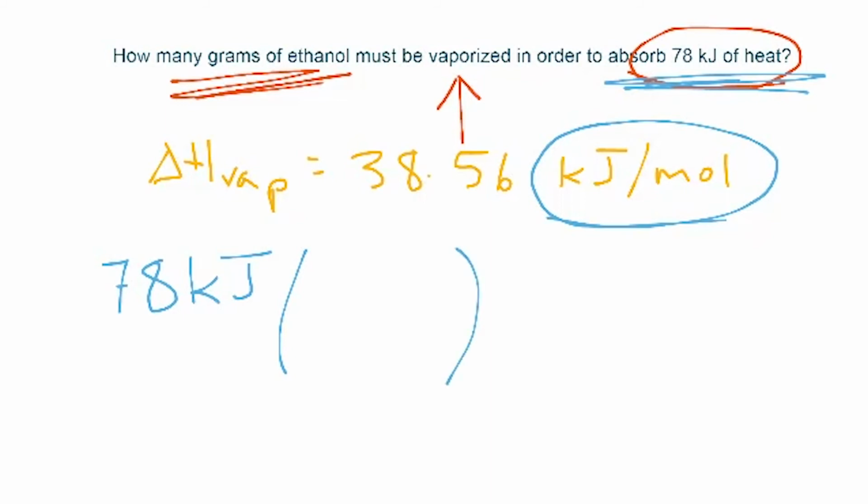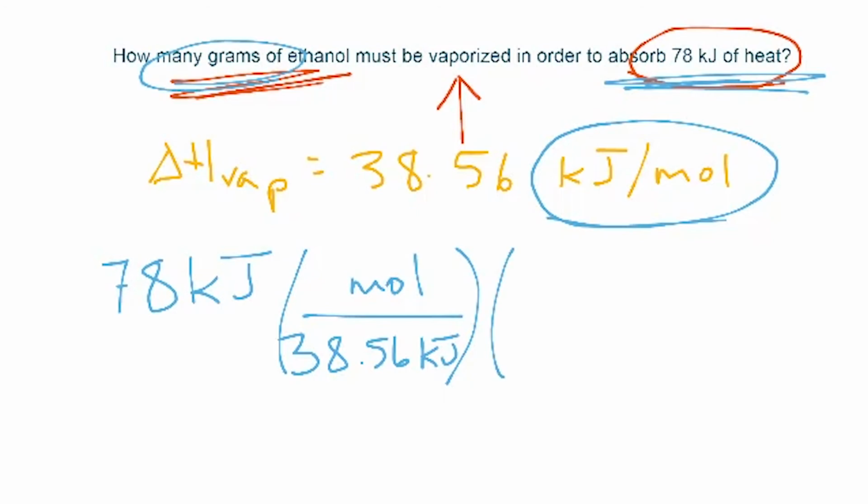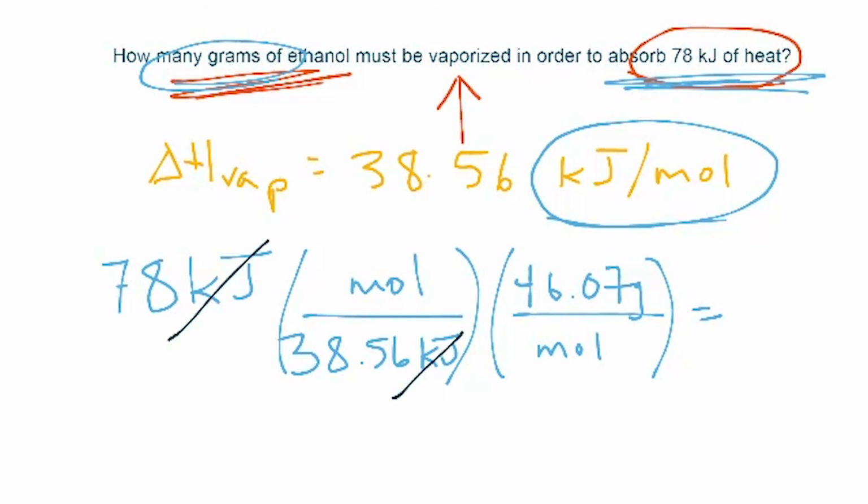Of course, what we need on the bottom to cancel is the kilojoules, so 38.56 kilojoules in the denominator per mole. But of course, we look up and see that we were asked for grams, not moles, so we also have to convert our answer from moles into grams, and of course the molar mass is what does that. Now we'll just double check that our units are working for us. And certainly they are. We're left with grams, which is what we were asked for. And so when we put this in the calculator, 2 digits in our answer, we get 93 grams of ethanol.